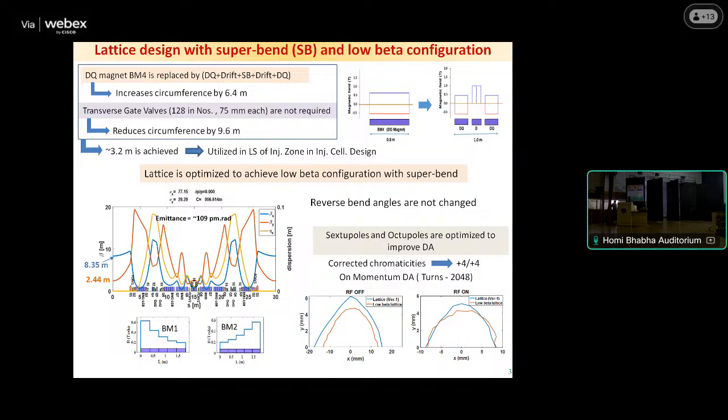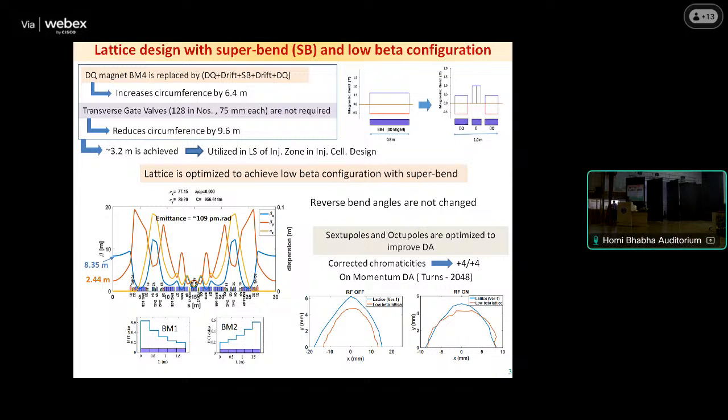So the BM4 magnet is replaced by this system. Here is the dipole, which has a 1 Tesla field, and these are the DQ magnets. But this system increases the circumference by 6.4 meter, and fortunately, it is foreseen that the transverse gate valves included in the lattice are no longer required. So this saves around 9.6 meter. So for a fixed circumference, we are left with 3.2 meter, which is utilized to create the long straight section for the injection system, which will be around 7 to 8 meter.